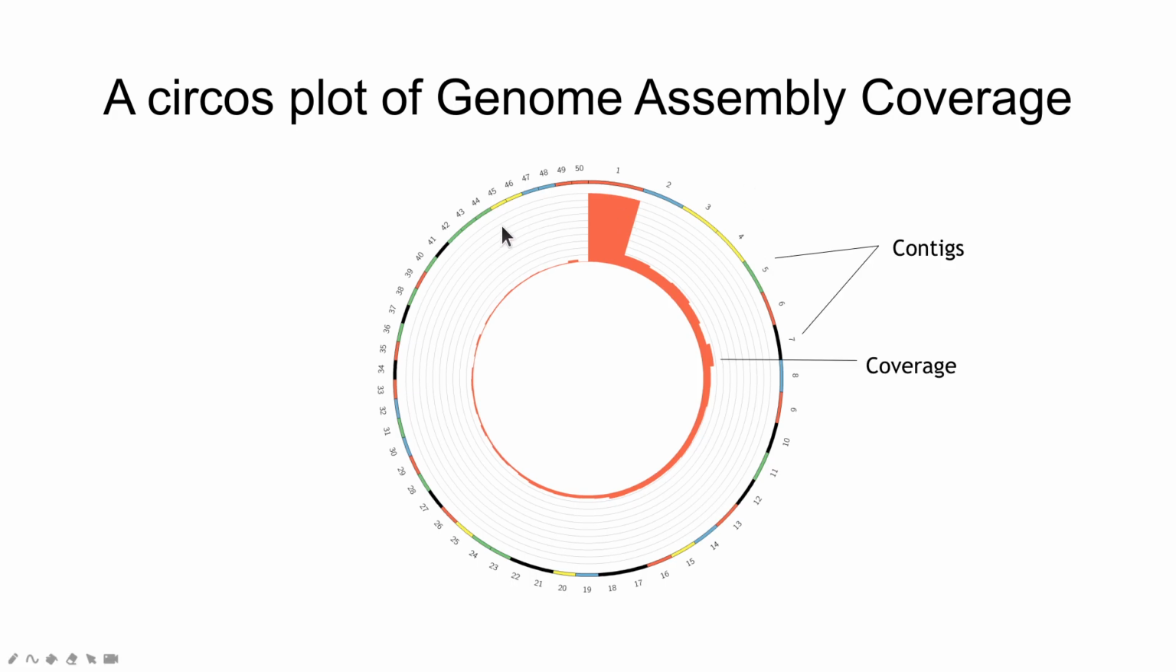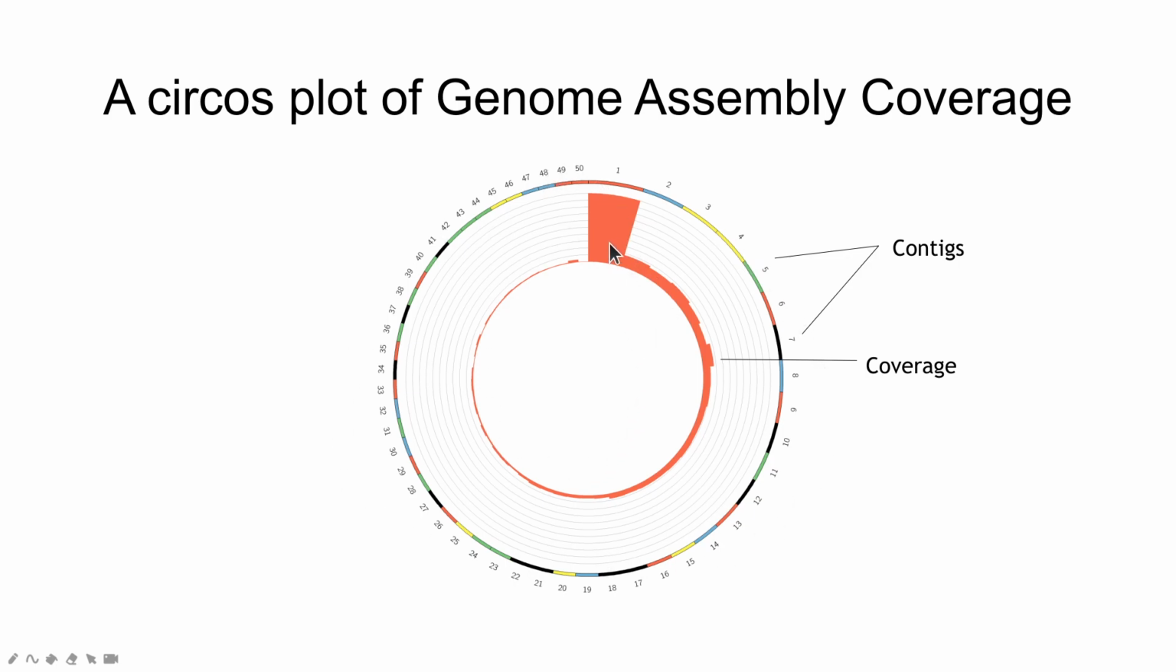The outer circle, the one with the different colors, is an ideogram. It's used to depict contigs, that is, in the context of this tutorial, the ideogram is representing contigs. I also have the labels for the contigs, so I have 1 to 50.